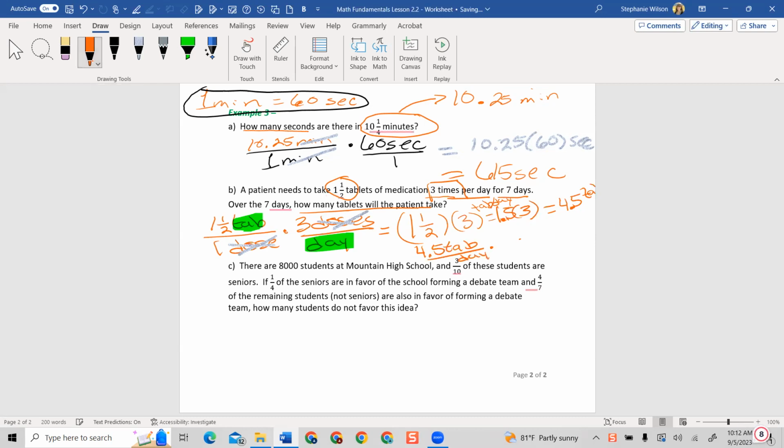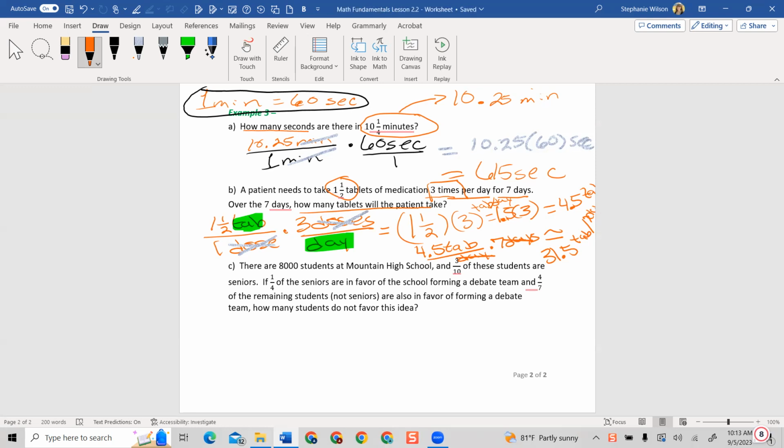And now I'm going to multiply by that 7 days because we want to know how many in 7 days, right? Well, what happens? The days reduce to 1. And now I have 4.5 times 7, which is 31.5 tabs in 7 days. Okay, that's our answer.